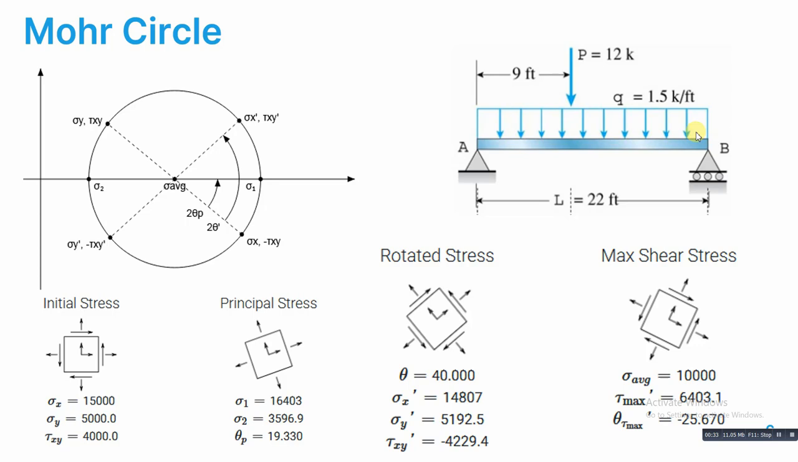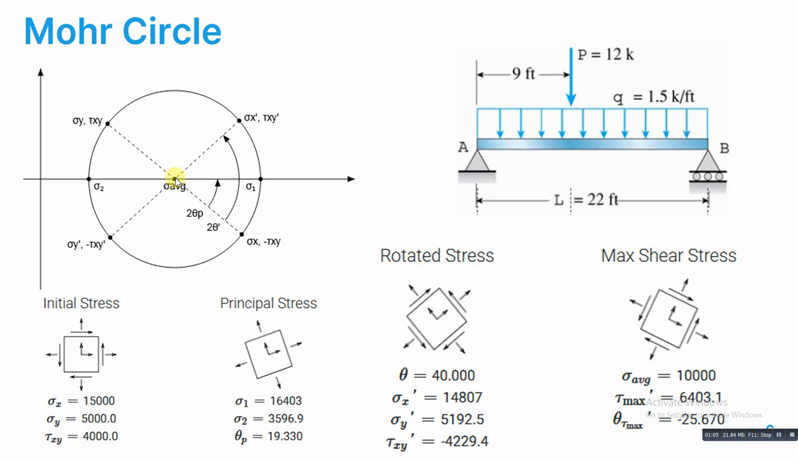So if we have here the initial stress state, we can plot sigma x with tau xy and sigma y with negative tau xy, just like this. This is the Mohr circle. By plotting sigma x, tau xy, sigma y, negative tau xy, we can have those two points. In the Mohr circle, the x-axis presents the normal stress and the y-axis presents the shear stress. By connecting those two points together, the line will intersect with the x-axis at a point.